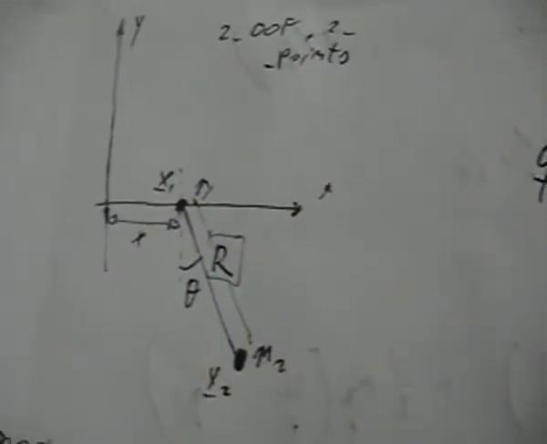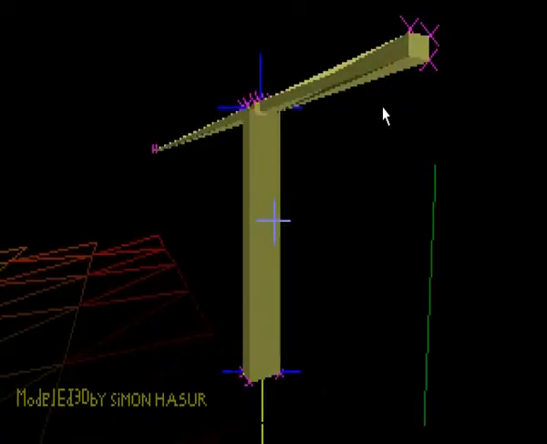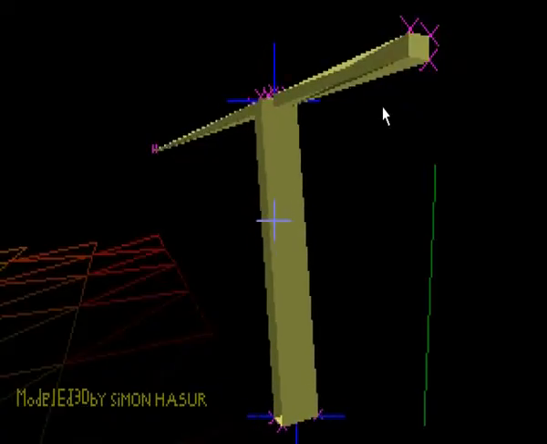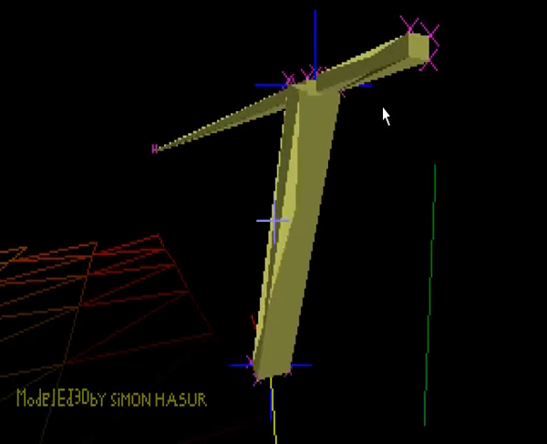2 material points, and this is the situation. 1 angle, 1 distance here, 1 angle. Very simple. Also, this is an academic example, very common and famous.